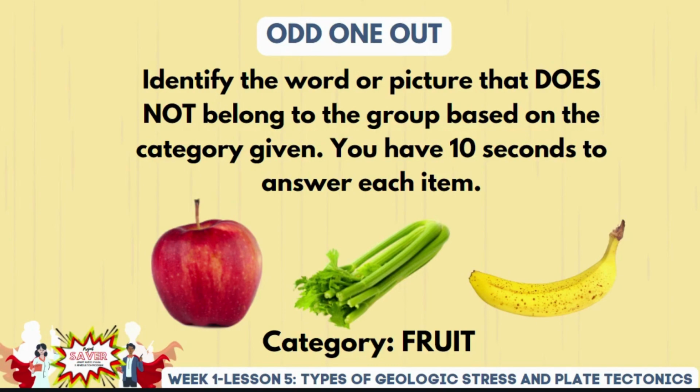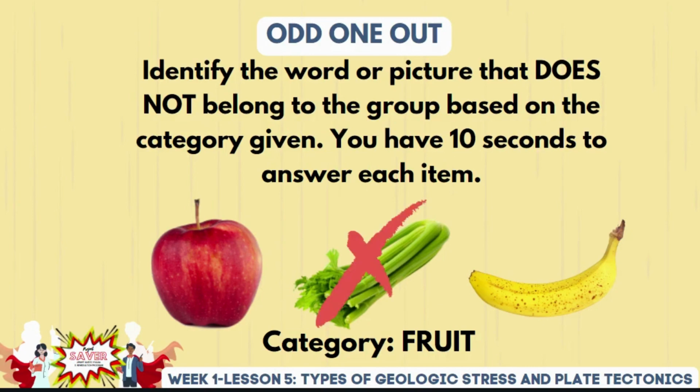This activity is called odd one out. You have to identify the word or picture that does not belong to the group based on the category given. You have 10 seconds to answer each item. For example, the category is fruit. Here are the pictures. Which one is the odd one? That's right. The celery is the odd one out since it does not belong to the fruit category. It is a vegetable.